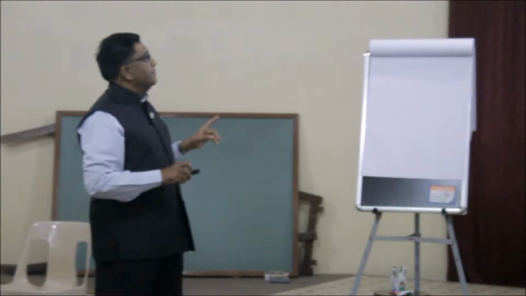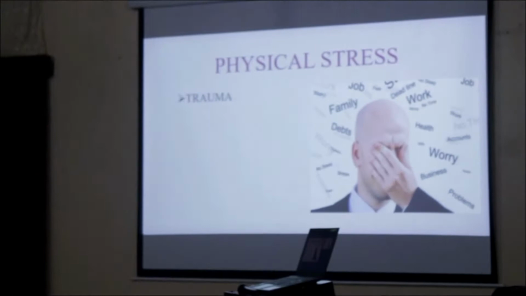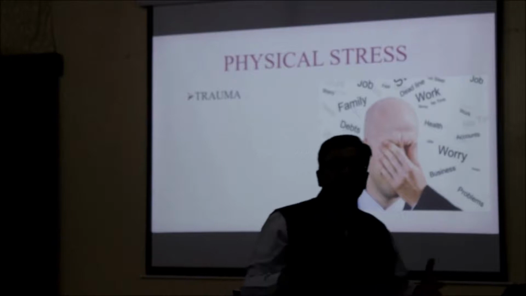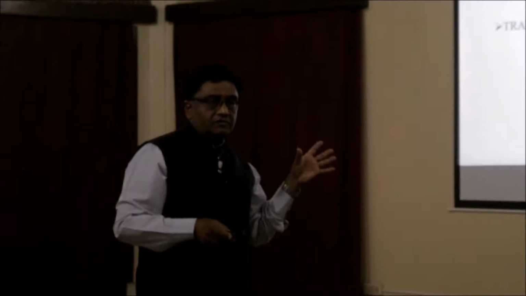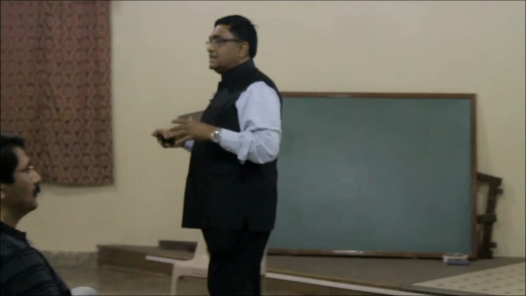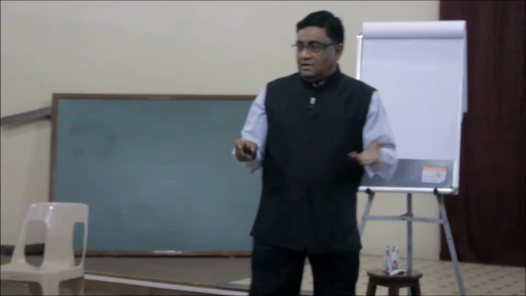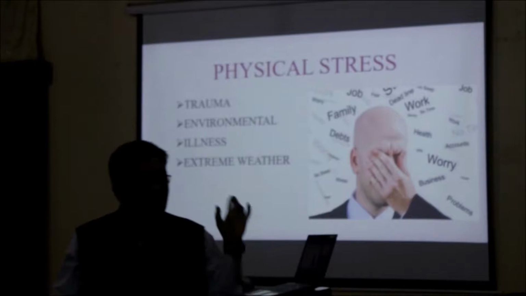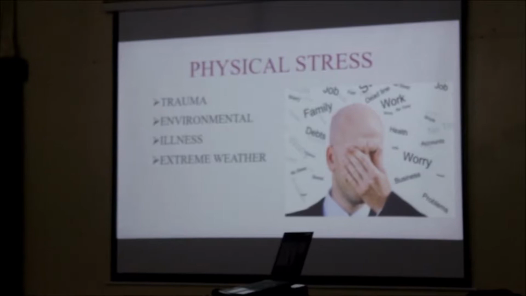Now, external sources of stress, that is physical stress. First is trauma. Trauma means accident, infectious disease, surgery in a hospital. These cause stress. This is called an external source of stress, trauma. Second cause is environmental. Environmental is an external source of stress. The meaning of environmental is air pollution, noise pollution, toxins, pesticides, all these things cause stress. Third is illness, of course, nothing much to explain. Extreme weather, extreme hot weather, extreme cold weather, and heavy rains paralyze normal life. So they are also reasons for causing stress. These are the causes of external physical stress.